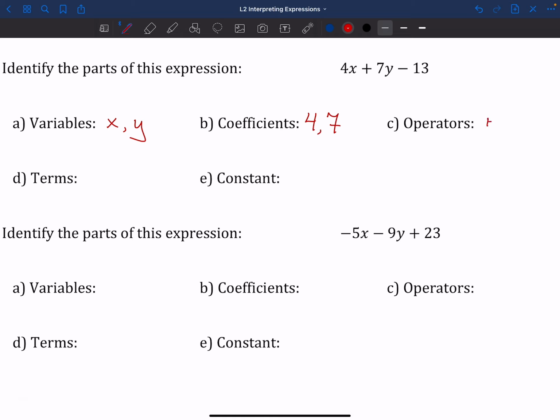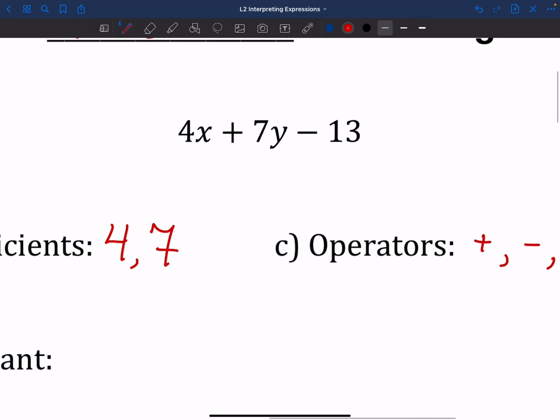So we've got a plus sign, we've got a minus sign, and then it's a little bit tricky, right? It's one of those invisible things. There is also multiplication going on in there, right? So let's talk about why. I'm going to zoom in on that for a minute.